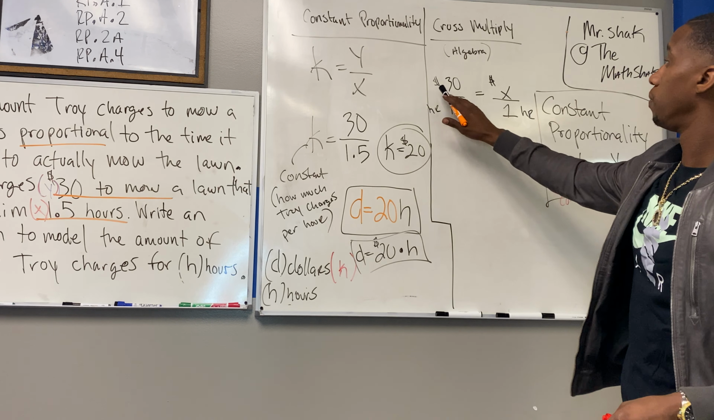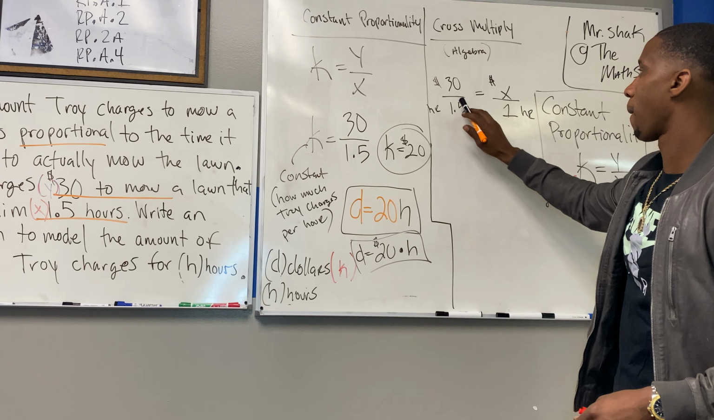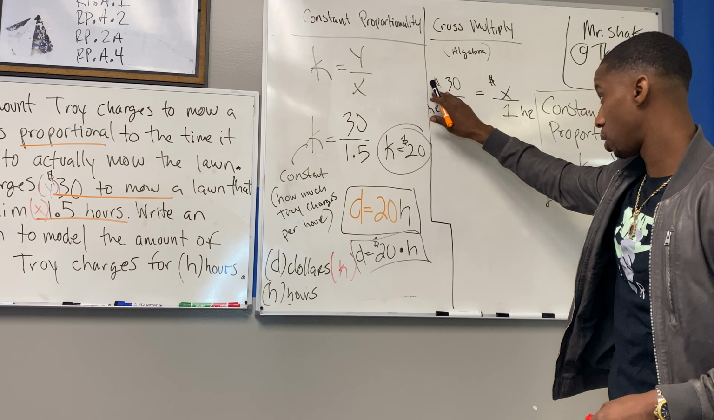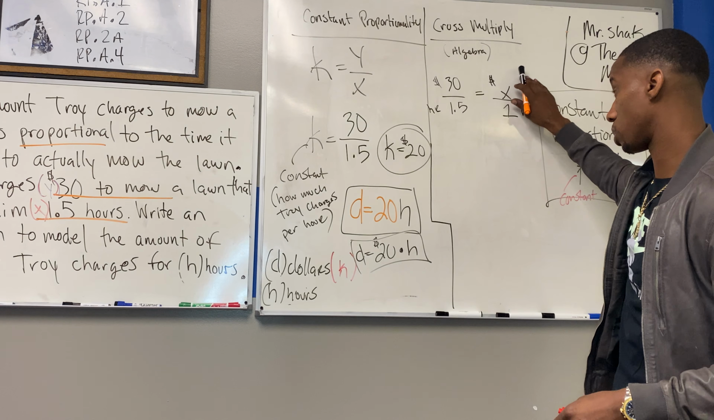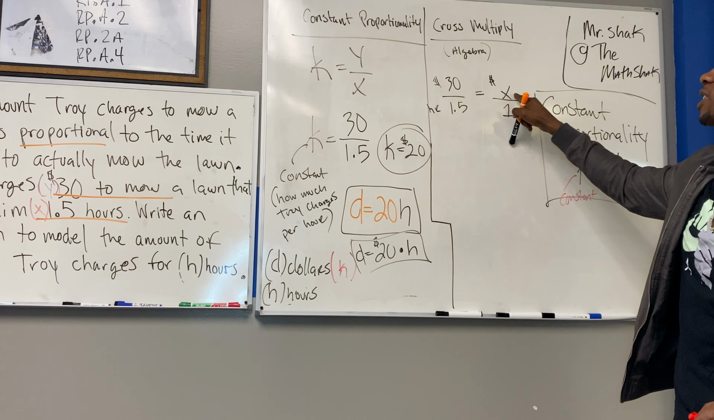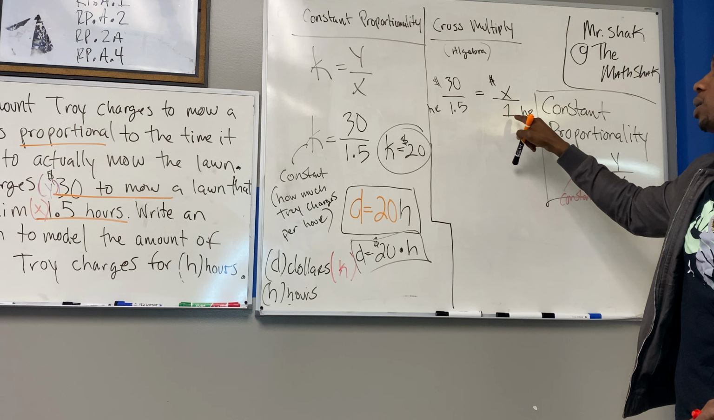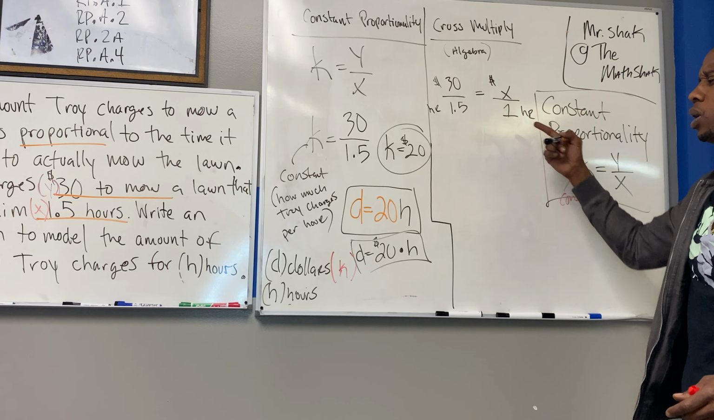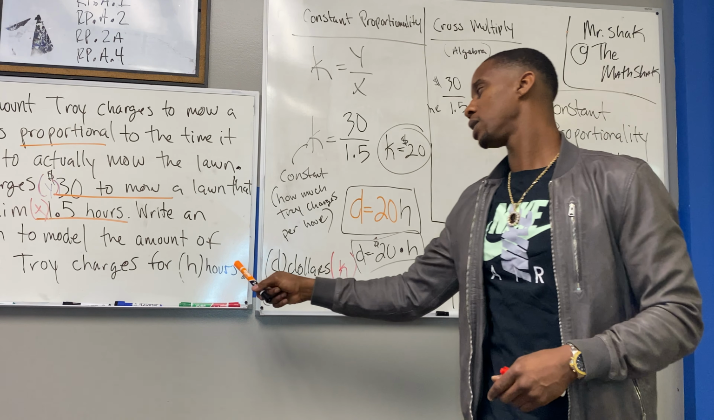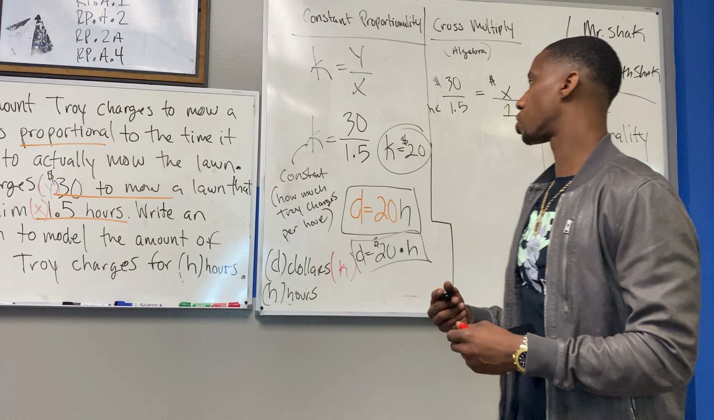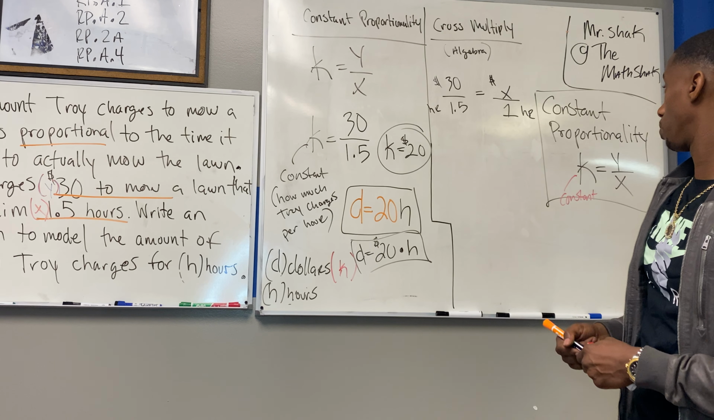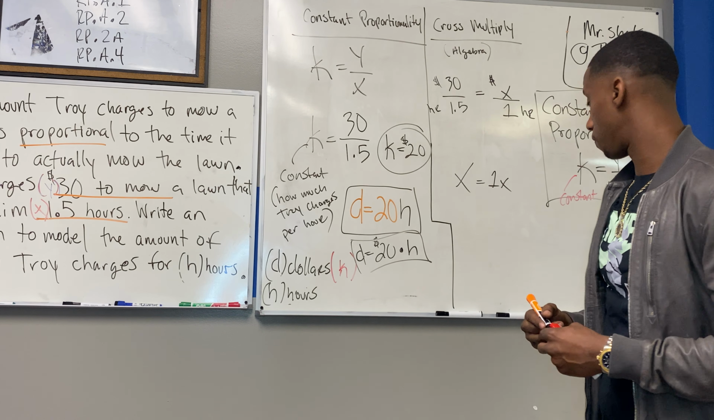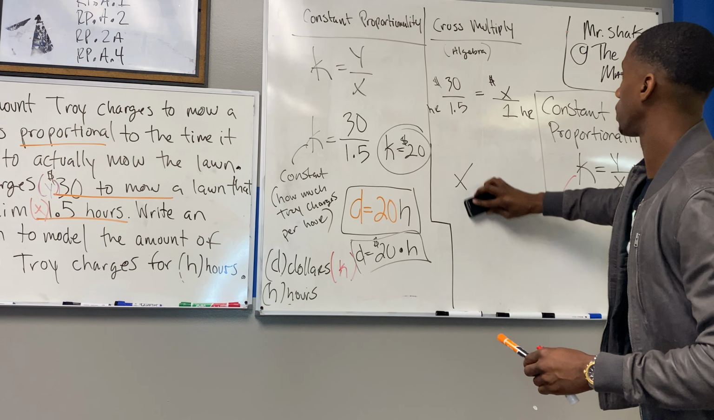So, notice I've set up the proportion for you already. $30. If I put money at the top on this side of the proportion, money has to be on the top on this side as well. I put X because we don't know how much money he charges for 1 hour. But we know he charges $30 for 1.5 hours. Now, some of you will be like, well, where did you get 1? Anytime they give you a variable and you don't see a number, it's assumed that that variable is 1. So, if I wrote X on the board, that's really 1X. Don't forget that. Very small detail, but a big fact.